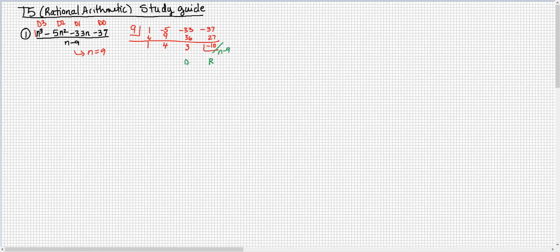Right, this is degree 0, which means it's a constant. Degree 1, which means it gets one variable. And degree 2, which means it gets two variables. So the final answer is going to be n squared plus 4n plus 3 minus 10 over n minus 9.